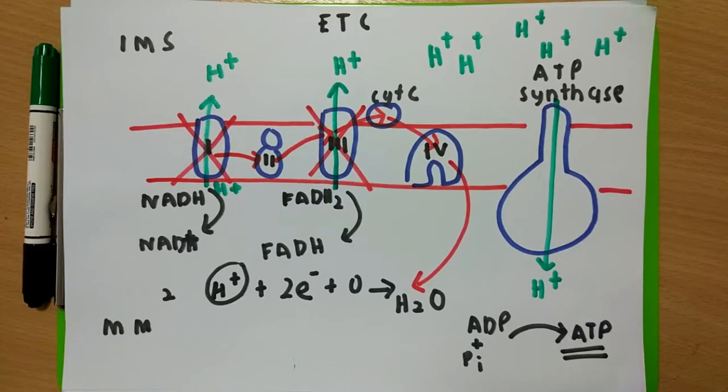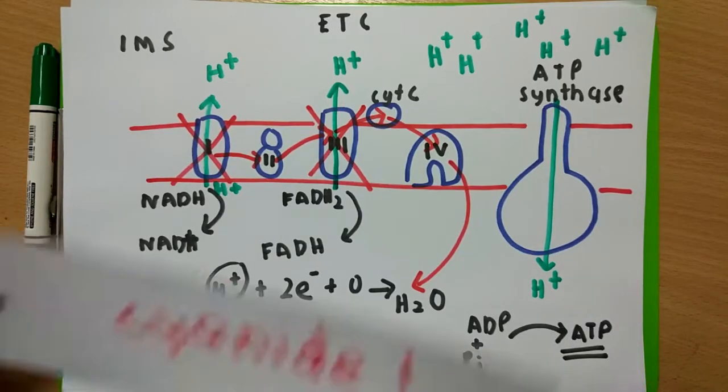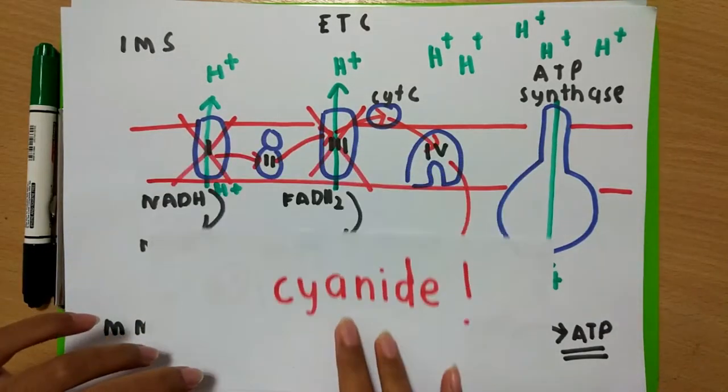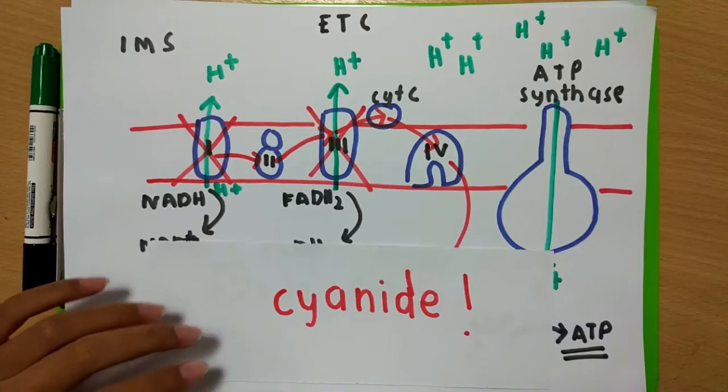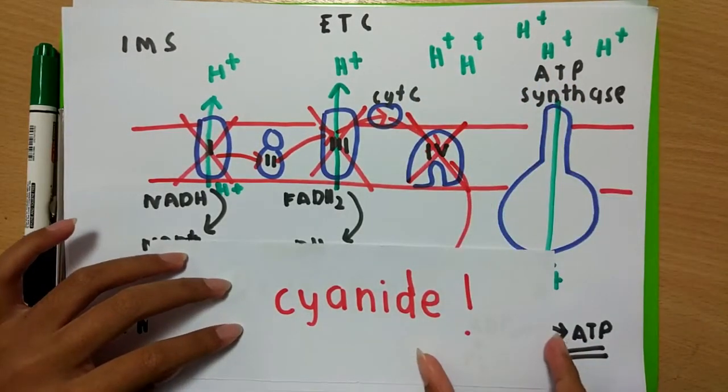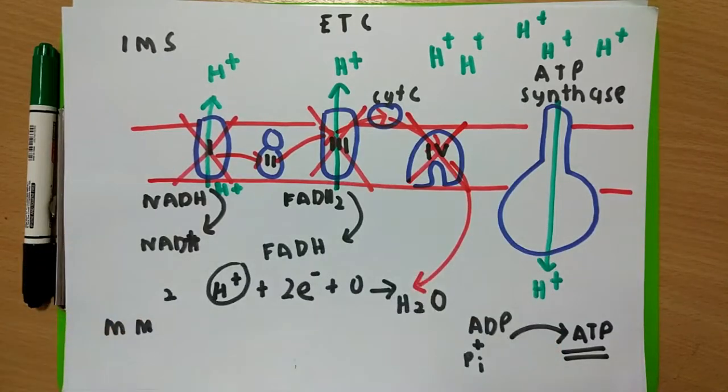Last but not least, cyanide is also one of the respiratory inhibitors. Cyanide blocks cytochrome oxidase, which is complex 4, and prevents both coupled and uncoupled respiration with all substrates, including NADH, succinate, and ascorbate plus TMPD.